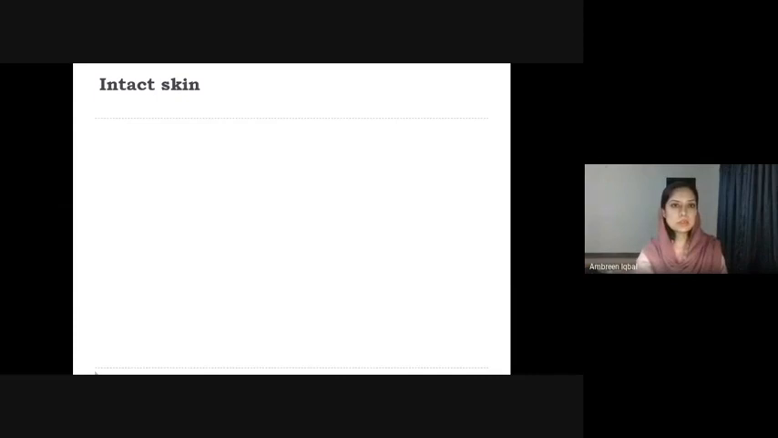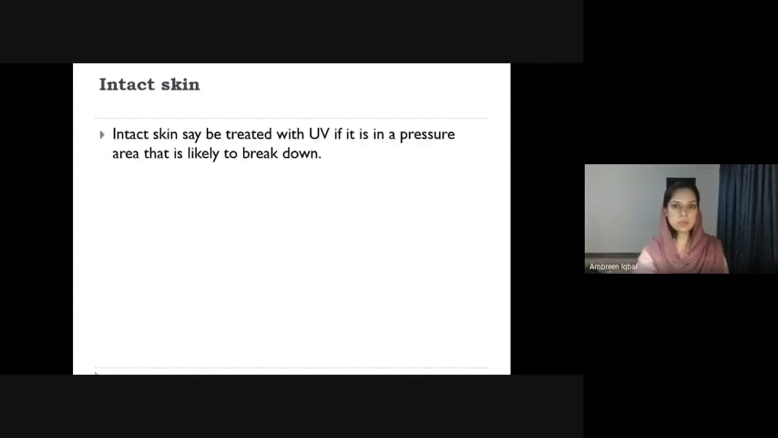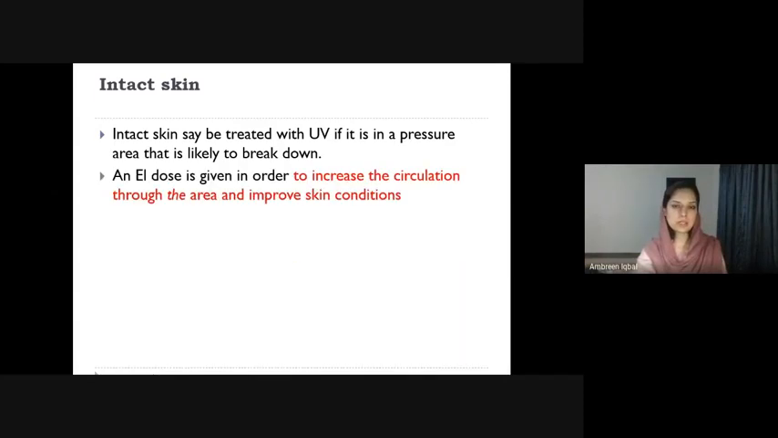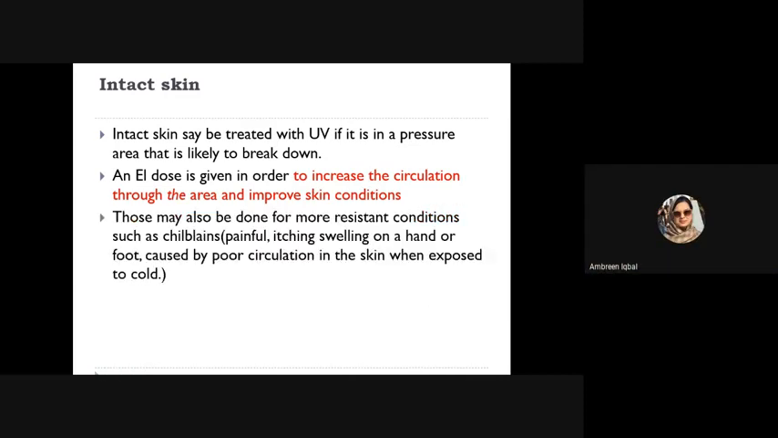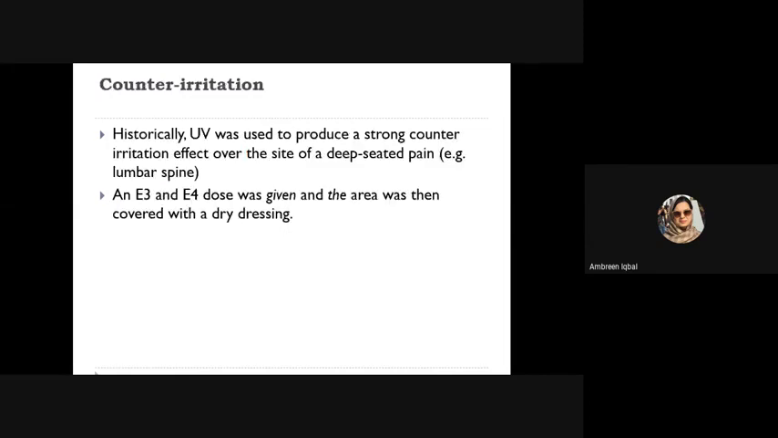The next is the use of ultraviolet radiation for intact skin. Intact skin may be treated with ultraviolet if it is in a pressure area that is likely to break down. An E1 dose is given in order to increase the circulation through the area and improve the skin condition. This may also be done for more resistant conditions such as chilblains.